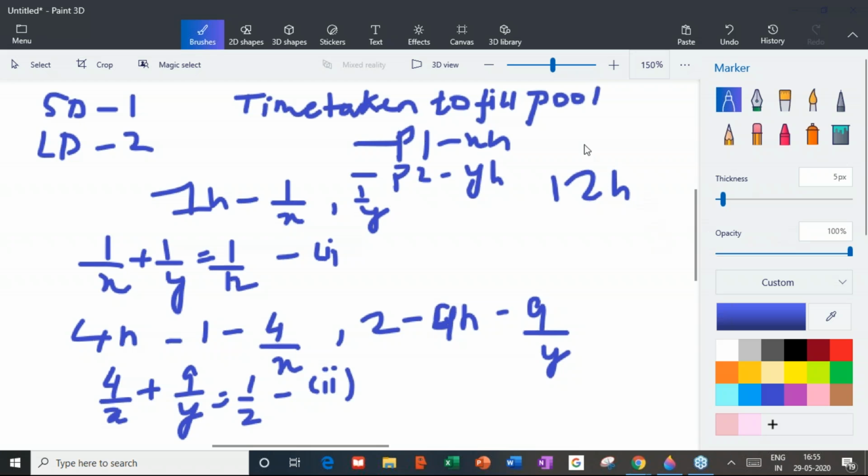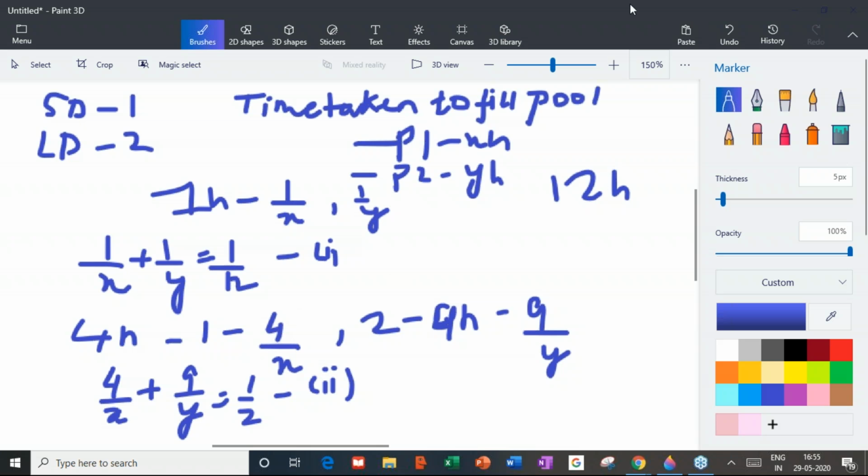Okay, and now you substitute 1 by x and 1 by y as a or b or t or u and solve. Yes, Soumya, you're right. Okay, so can you solve now? Can I solve further, please?